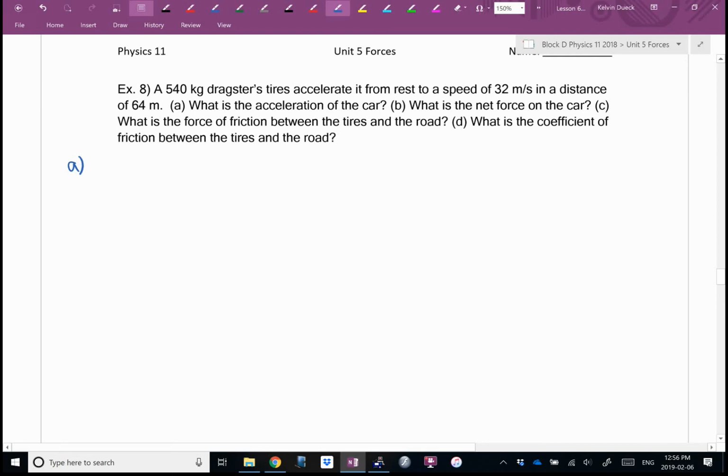Sam, what does A want me to find? I don't think I'm going to go winner minus loser because I see a VI, I see a VF, and I see a D. I think I can go A equals question mark, VI equals 0, VF equals 32, and D equals 64. Do you see how I put that together?